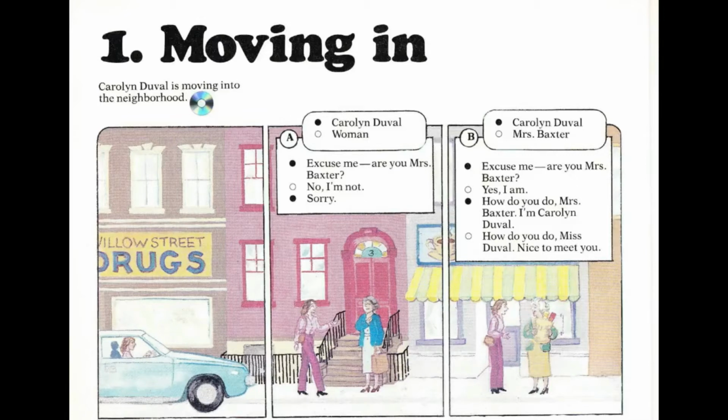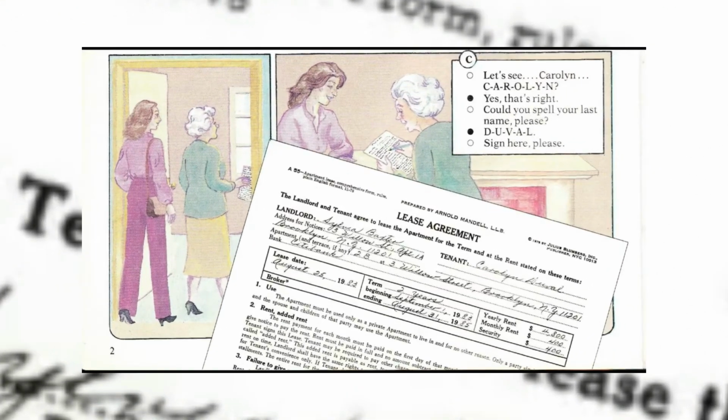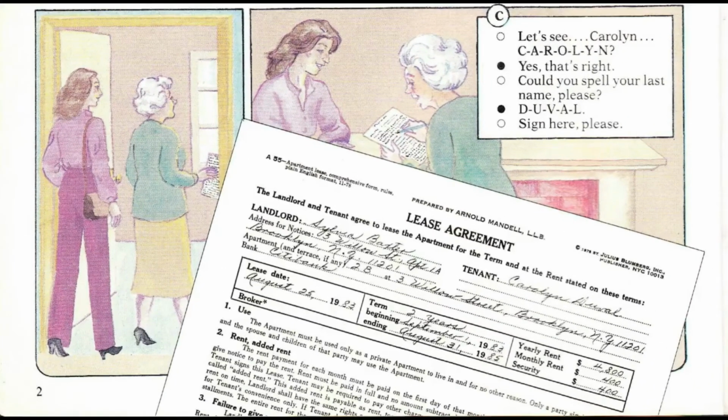Excuse me, are you Mrs. Baxter? No, I'm not. Sorry. Excuse me, are you Mrs. Baxter? Yes, I am. How do you do, Mrs. Baxter? I'm Carolyn Duval. How do you do, Miss Duval? Nice to meet you. Let's see, Carolyn. C-A-R-O-L-Y-N? Yes, that's right. Could you spell your last name, please? D-U-V-A-L. Sign here, please.